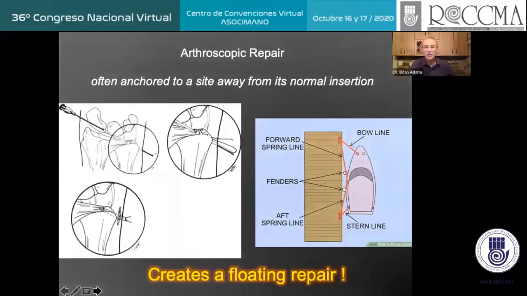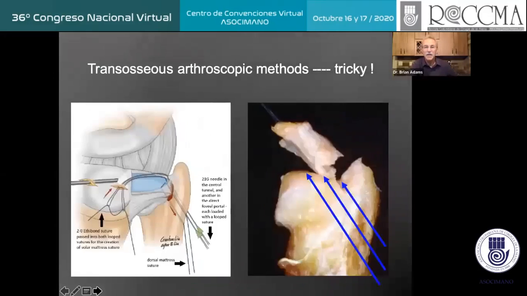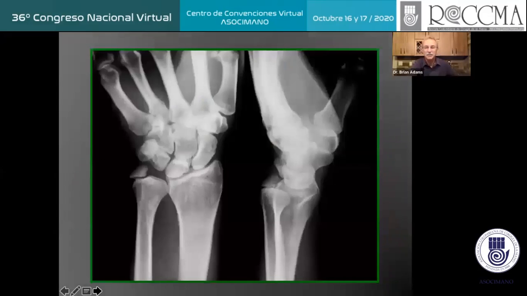The problem with capsular repair in a severe instability is that it leads to, as I show here, something like tying up a boat. There's too much laxity, so it becomes a floating repair, if you will, if it's done to the capsule. Transosseous repairs can be done either arthroscopically or open, but arthroscopically it can be difficult if the trajectory of the wires doesn't go right through into the fovea. As you can see here, sometimes it will actually go out through the ulnar head. So it can be very difficult in some patients to do a transosseous repair arthroscopically.